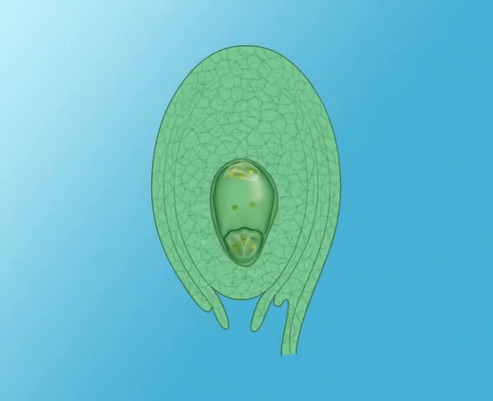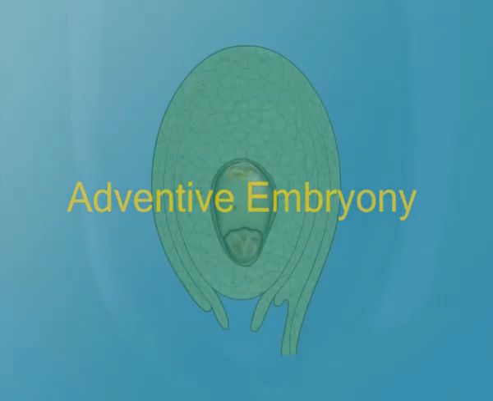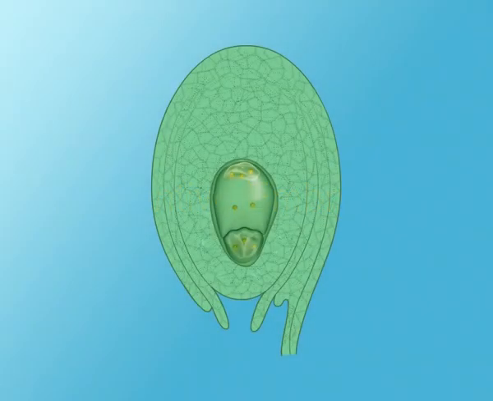Apospory. In apospory, a diploid cell of the ovule lying outside the embryo sac develops into another embryo sac without reduction. The embryo then develops directly from the diploid egg cell without fertilization. Adventive embryony. The development of an embryo directly from the diploid cells of the ovule lying outside the embryo sac, belonging to either nucellus or integuments, is referred to as adventive embryony.